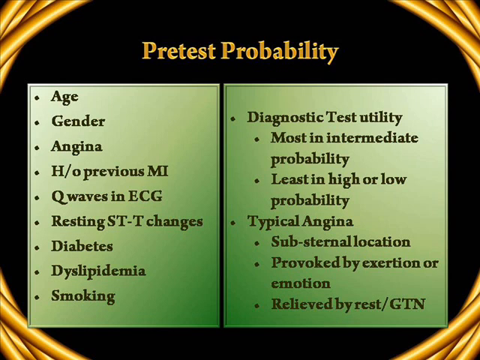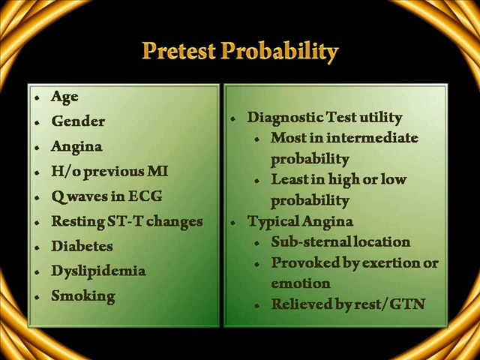The diagnostic utility of exercise testing will be maximum in patients who have intermediate probability for CAD. In those who have very high probability of CAD or very low probability of CAD, this test is not going to yield important gain in terms of the diagnosis, either exclusion or confirmation. So, it is the group having intermediate probability on which we need to focus our attention, and then do a treadmill test and decide whether they really have coronary artery disease or whether we can exclude coronary artery disease. So, what is typical angina?